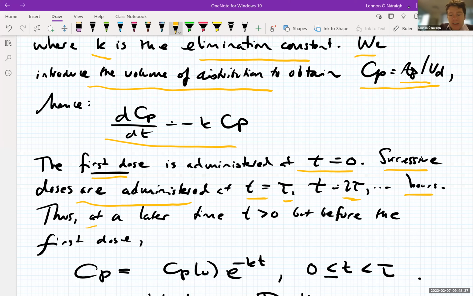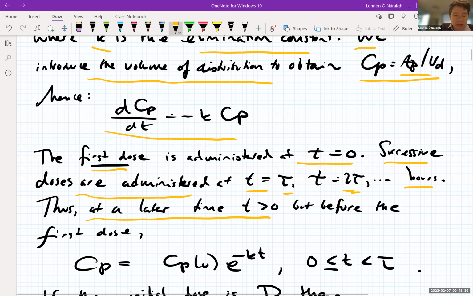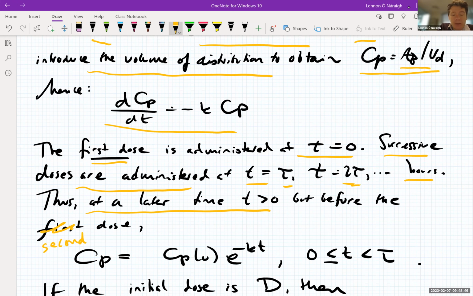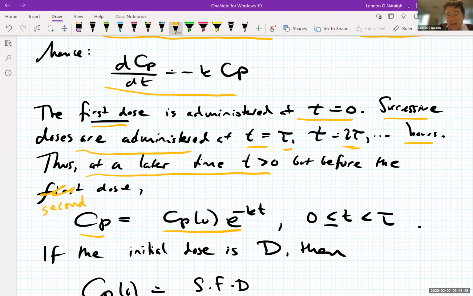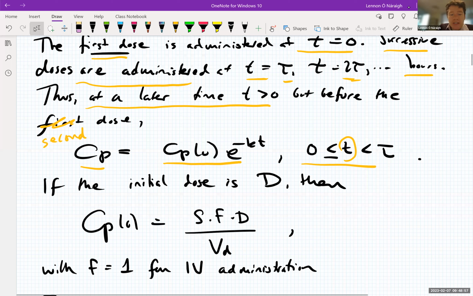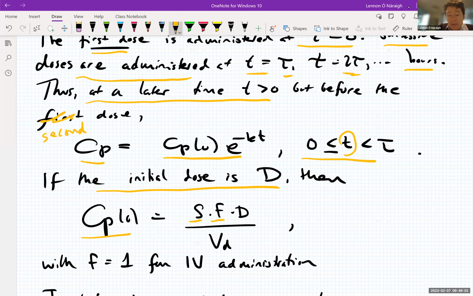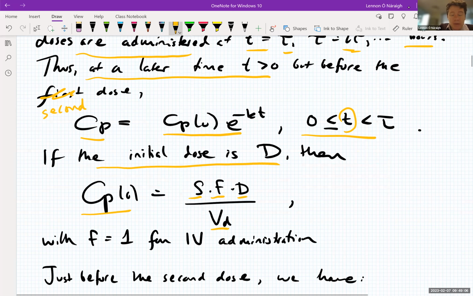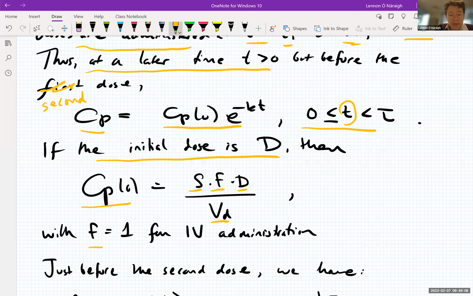And so at a later time, t greater than 0, but just before the second dose, Cp will be Cp of 0 times e to the minus kt. So here, t is between 0 and tau. So the standard exponential decay. And so if the initial dose is D, then Cp at 0 is S times F times D over Vd, the salt factor times the bioavailability. And F equals 1 for IV administration.